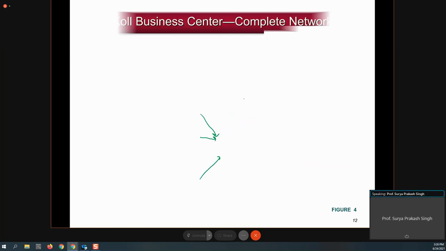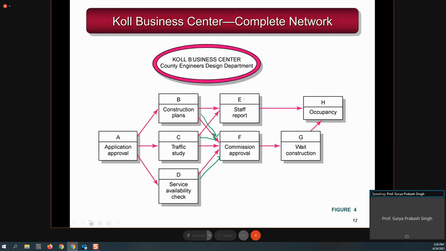So now you must be realizing that it is very simple to use this activity on node concept. Why do we say activity on node? Because in the node we are writing the activity, and in the arrow we are writing the relation. So the square box is a node, and your precedence relations are shown by the arrow. Arrow means a directed arrow. It means that this is the end, this is the start.